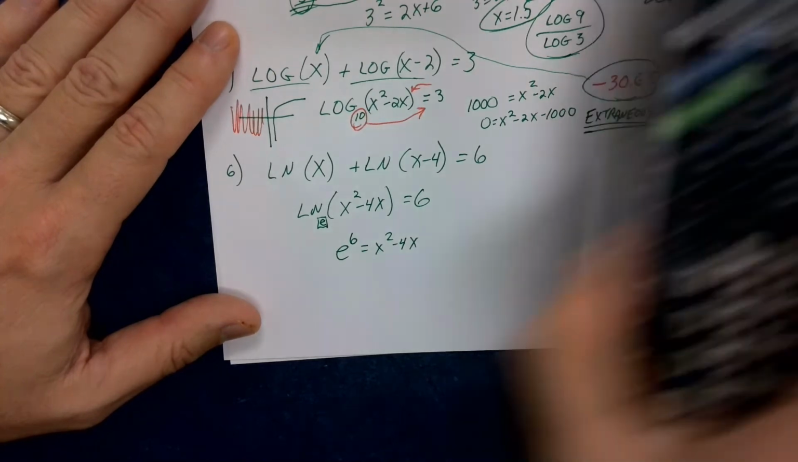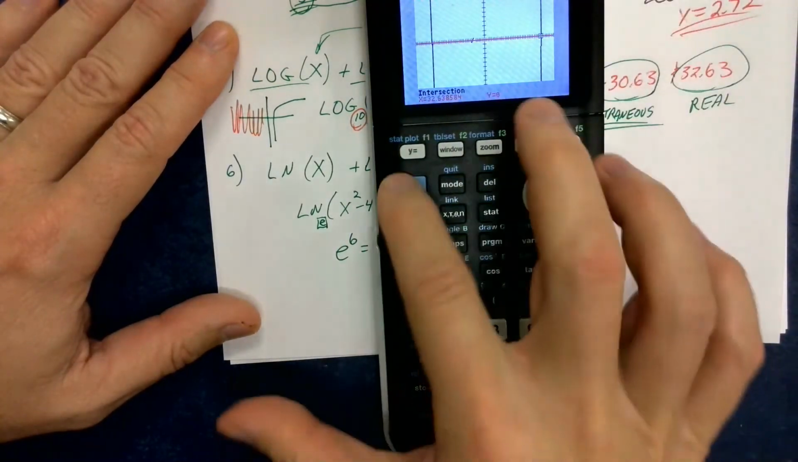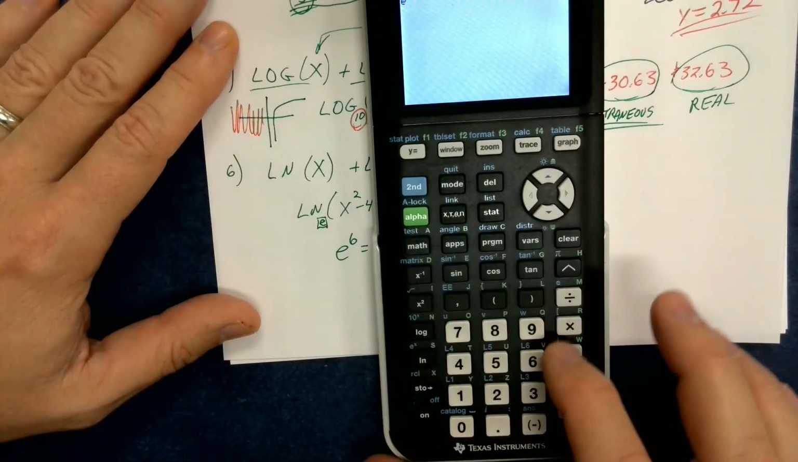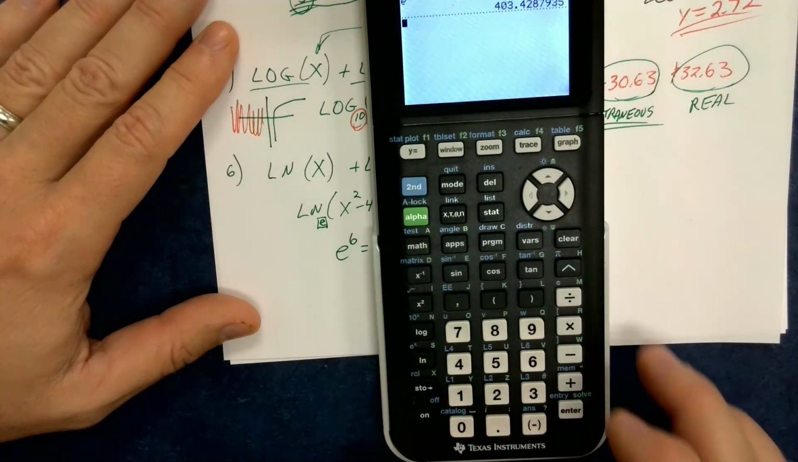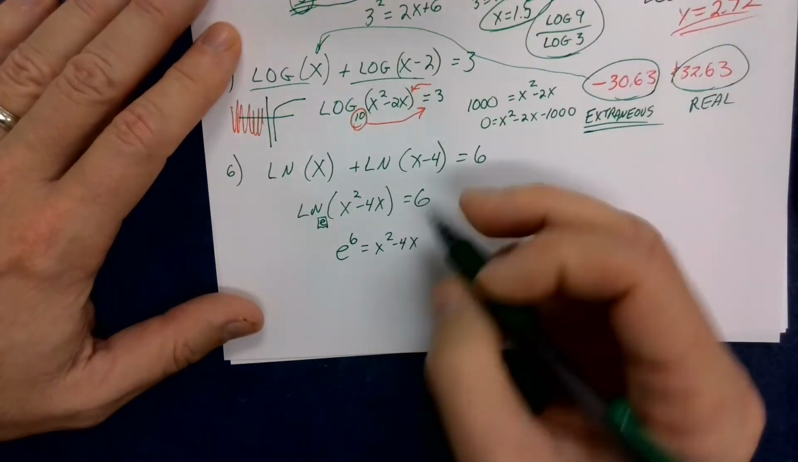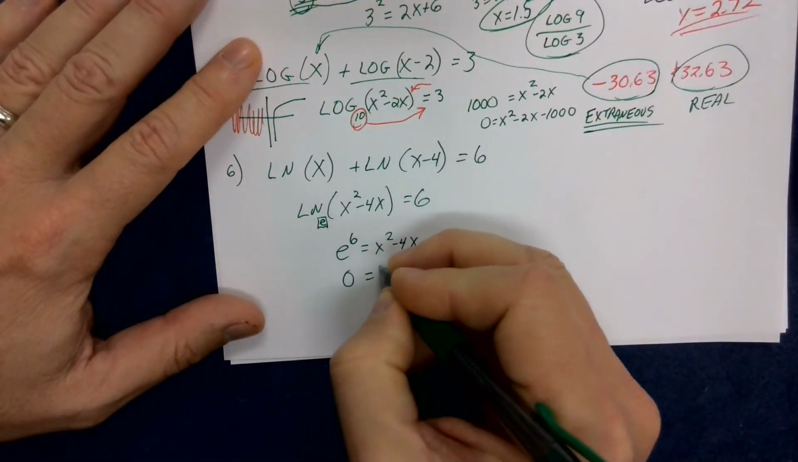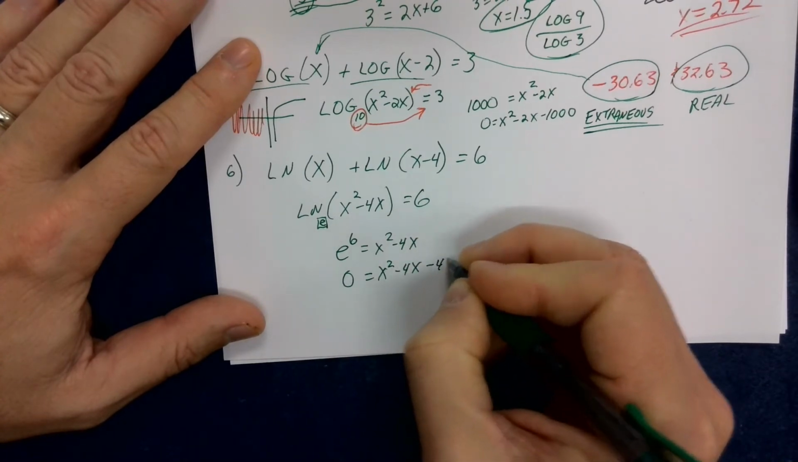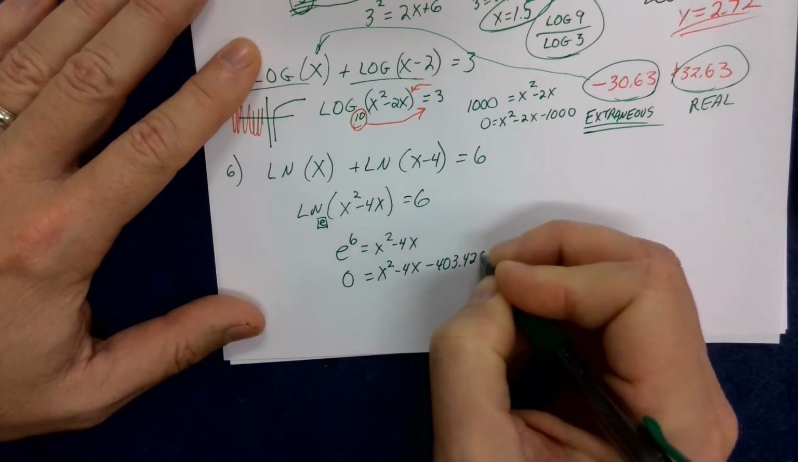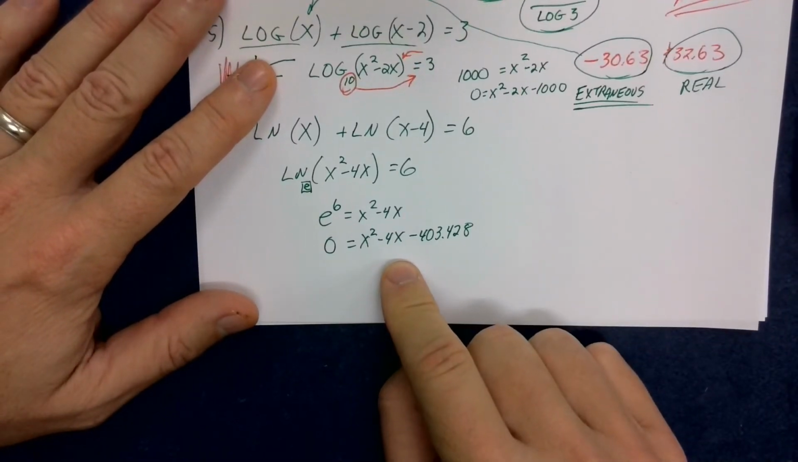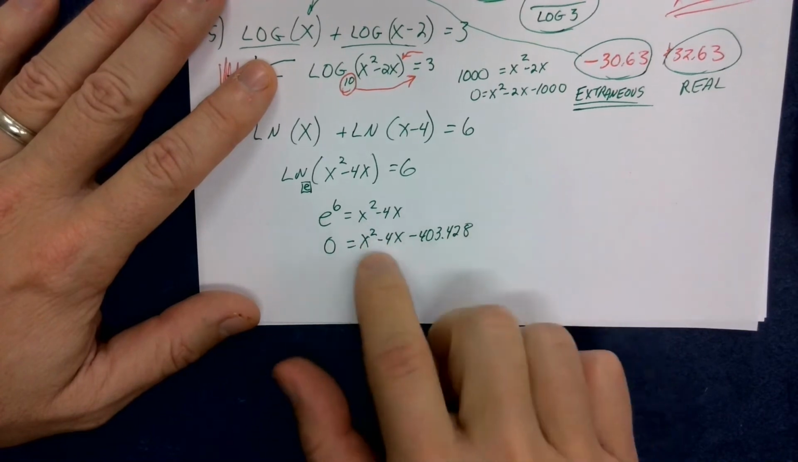E to the 6th is an actual number. Turn it on. Home screen, clear. Second function, e to the 6th, enter. 403.428. So 0 equals x squared minus 4x minus 403.428. And you don't want to try and factor that, do you? That should just be obvious, right?